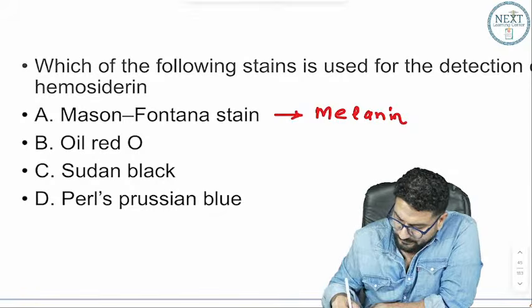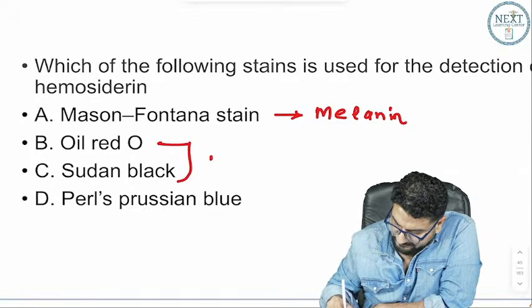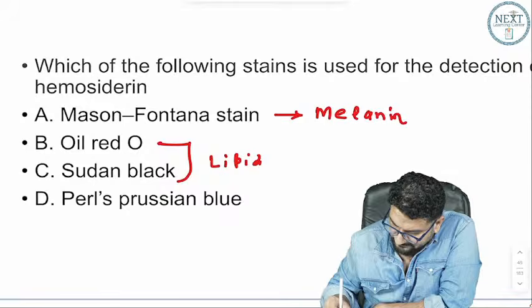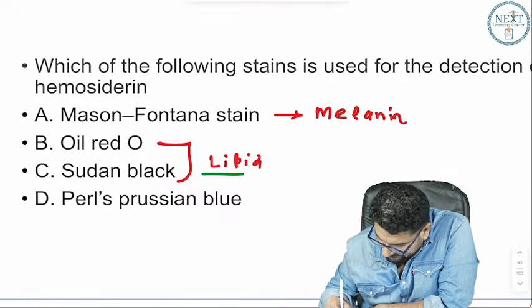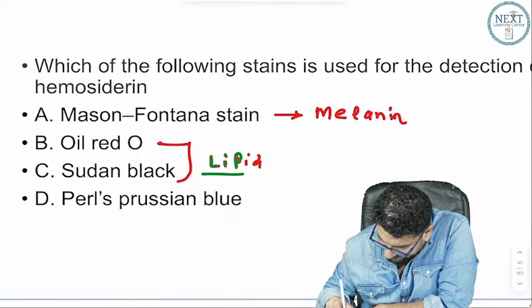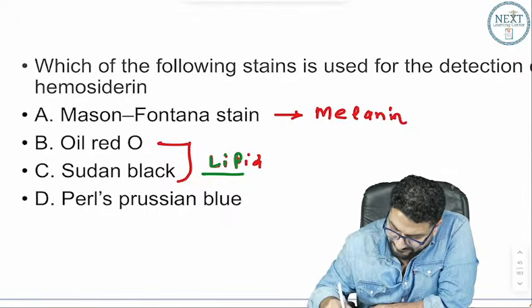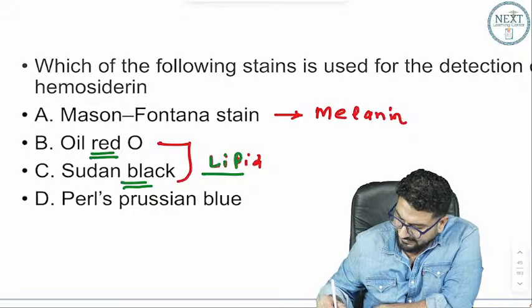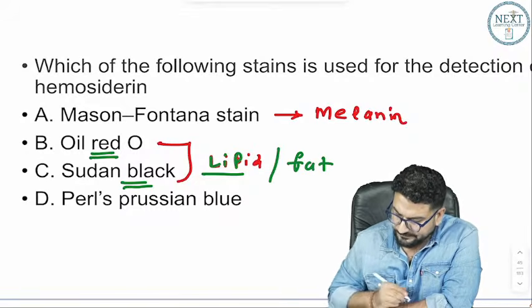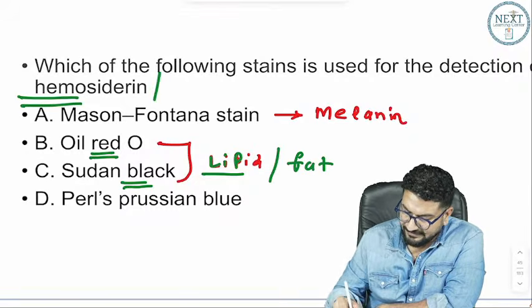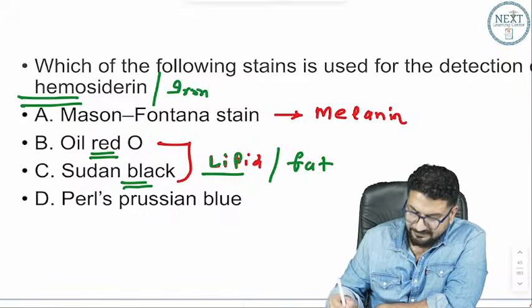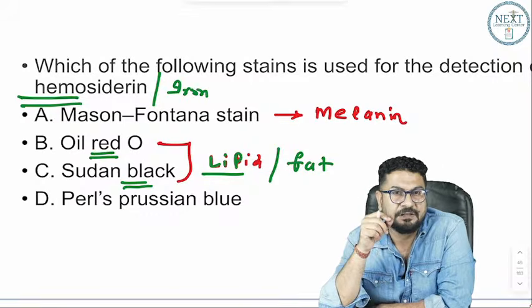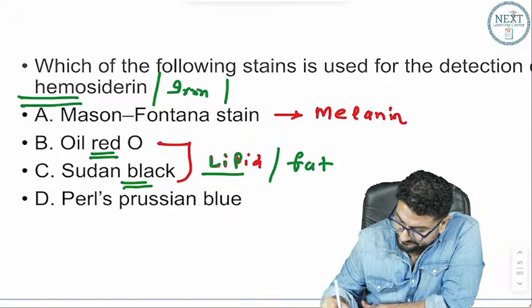Okay, oil red O and Sudan black. These both are for lipid. Just remember, lips, first word, lip, L-I-P, lip. So girls use lipstick, so they have red lips. Boys have black lips, simple. Lipids or fat, we have oil red O. For hemosiderin, for iron, or sometimes they can ask you like for sideroblastic anemia.